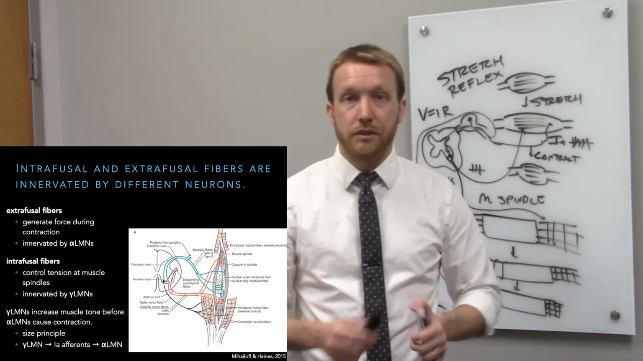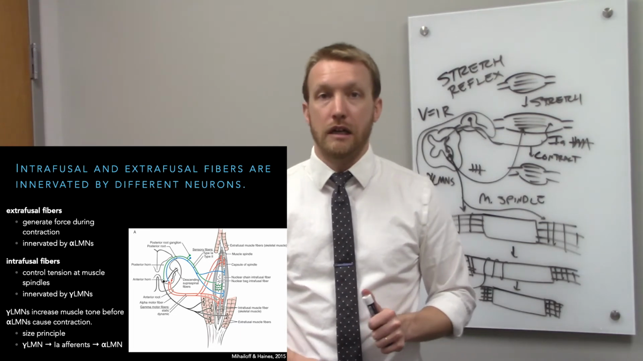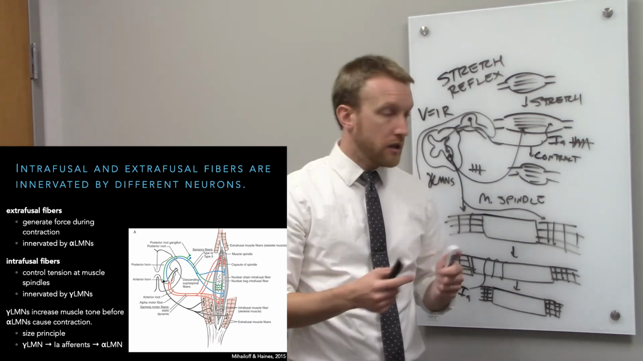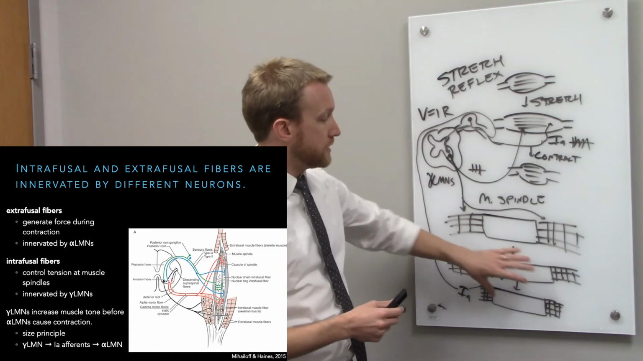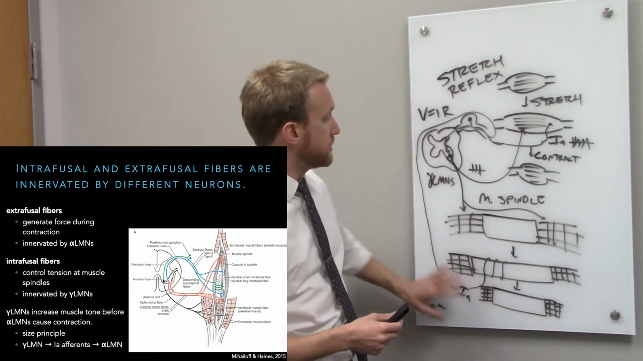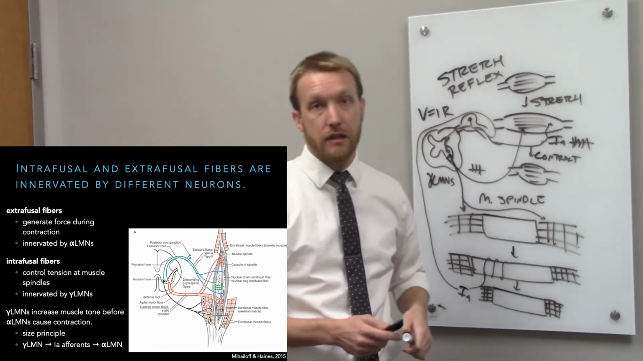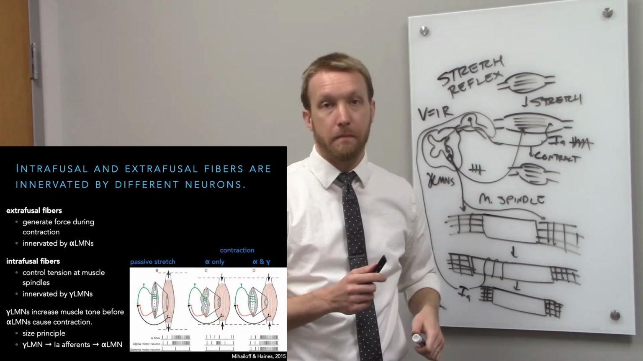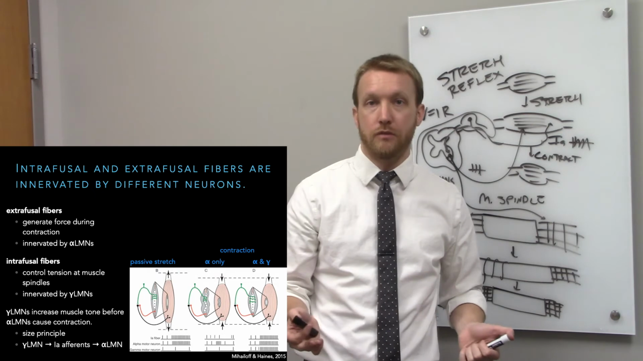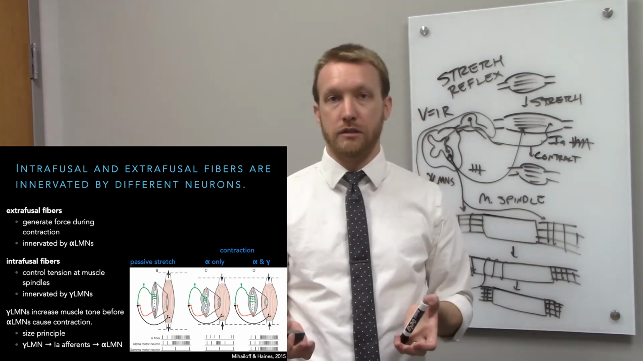So, nice little system here, and this is showing you the circuit that I just drew out for you. Starts with gamma lower motor neurons in the spindle. The sensory components of the spindle help drive the alpha lower motor neuron, and that acts on the extrafusal fibers. Here we can see what would happen if we only had alpha lower motor neurons.